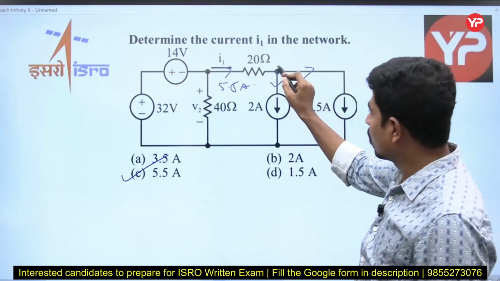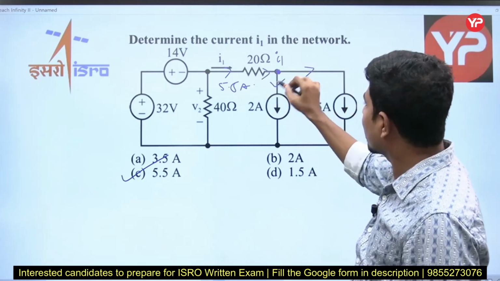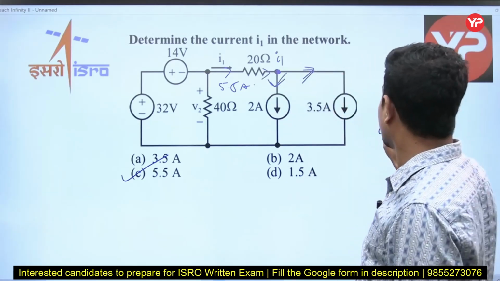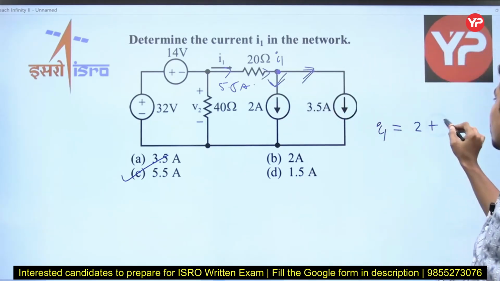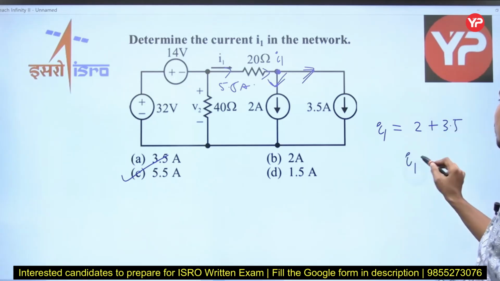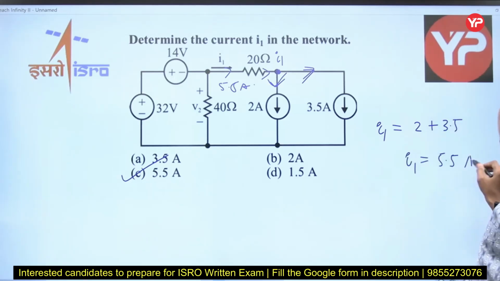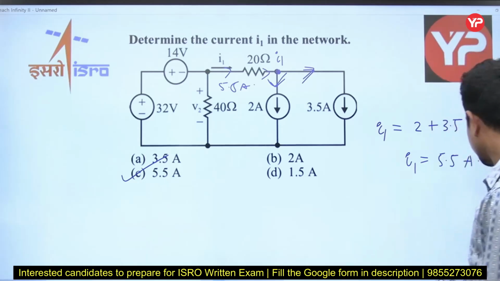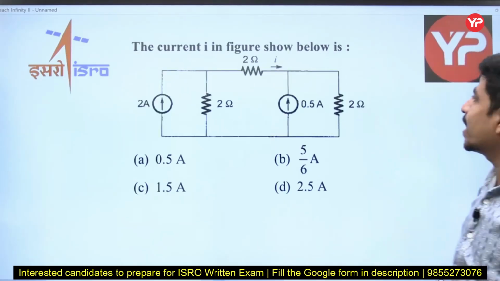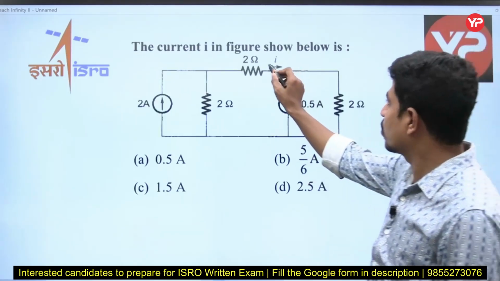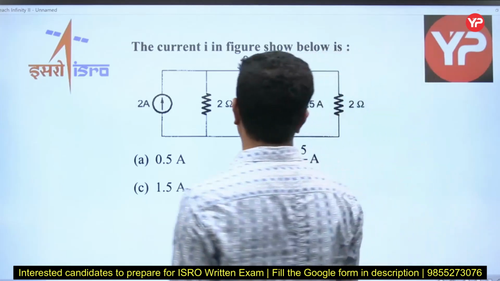So this is the node. The incoming current is I1, and the outgoing currents are 2 and 3.5. I1 is 2 plus 3.5, so I1 is 5.5 amperes, that's all. Option is C. Right? The current I in the figure shown below is asked about.